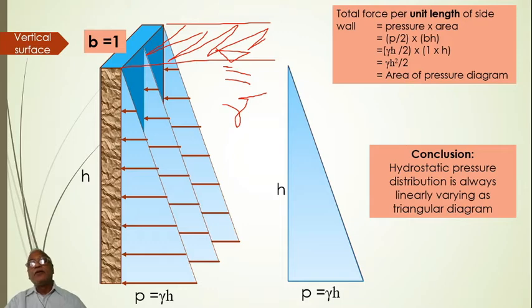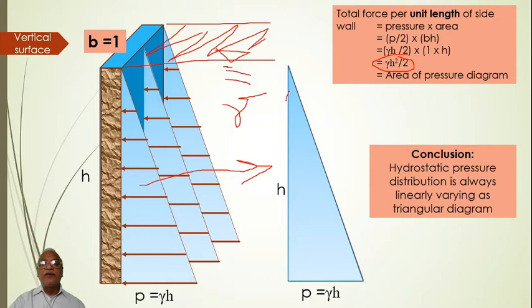Okay, now P I substituted as gamma h, so it becomes gamma h by 2 into 1 meter length of the wall. I have considered 1 into h, so this becomes gamma h squared by 2. Now the total force has become gamma h squared by 2, but look at the pressure diagram. I have drawn the same thing as a pressure diagram here, right? H is the height, and at the bottom P is equal to gamma into h.